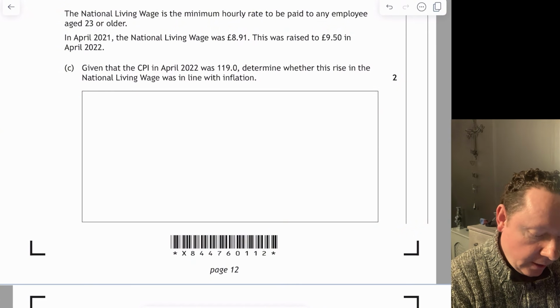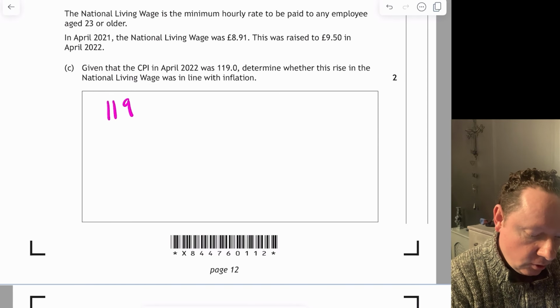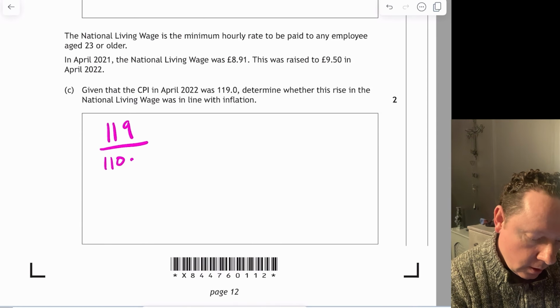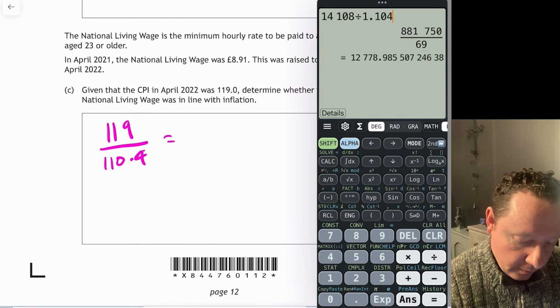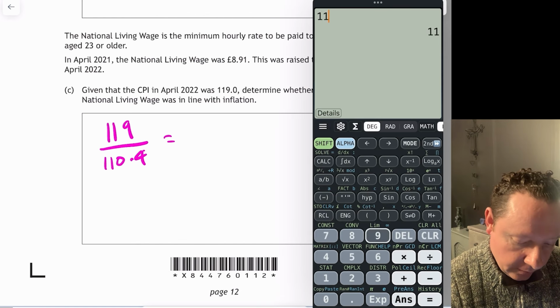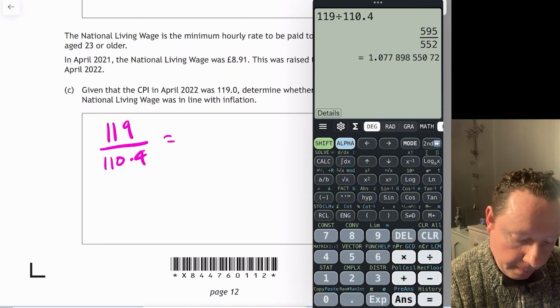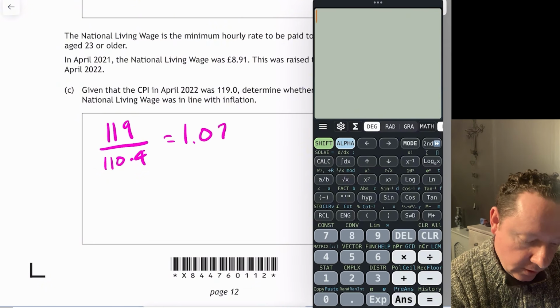So our new CPI is 119 relative to 100. If we divide them together, that gives me 119 divided by 110.4, 1.0778.